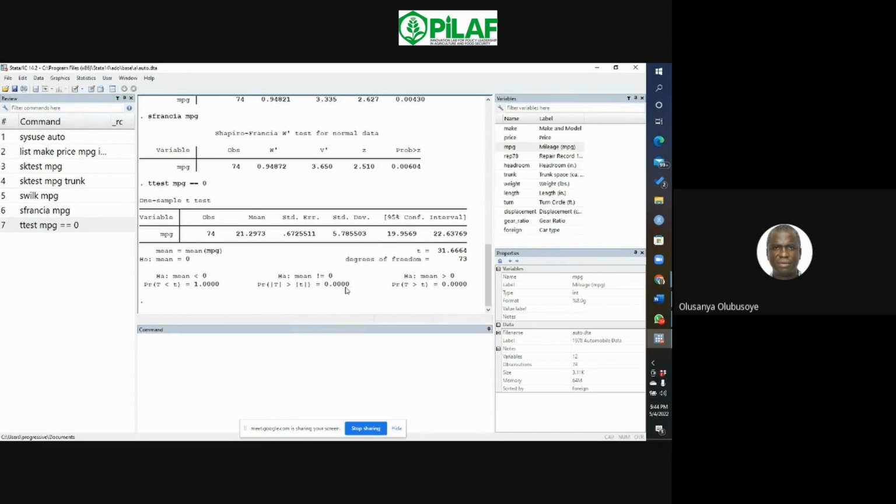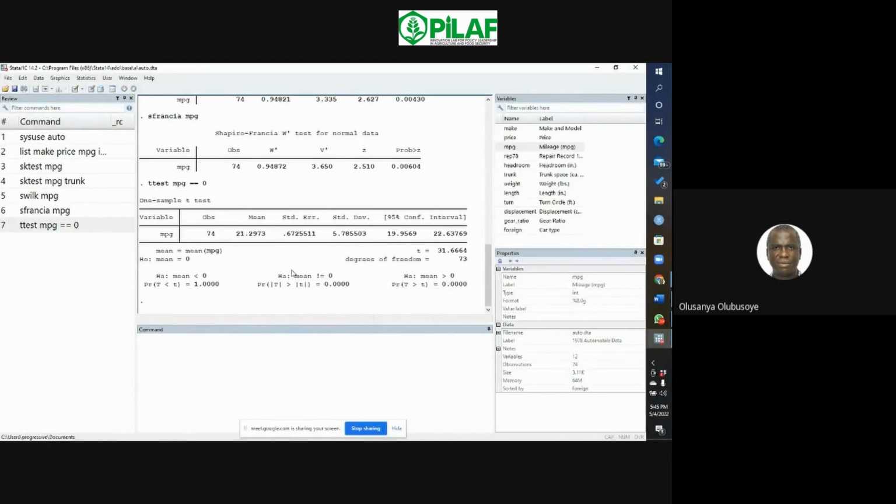So 0 is less than the alpha value of 0.05 that we are choosing. Therefore, we are going to reject this hypothesis and say that the mean is significant. So if the mean is significant, from this hypothesis the mean is not equal to 0, so it's significant. Again, we can also see that the mean is actually positive, greater than 0. So this is how we interpret.